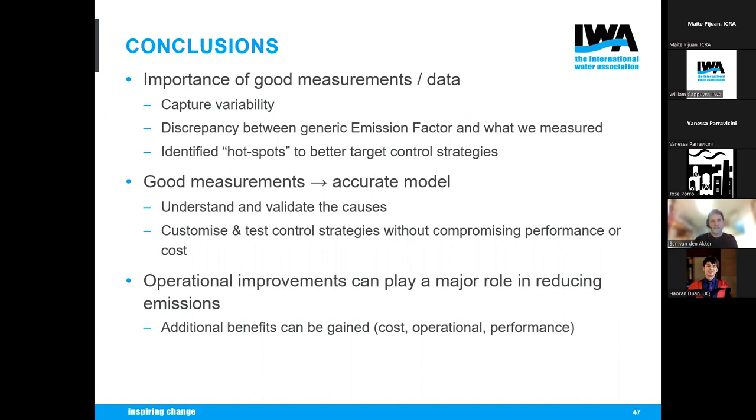And when you set out to capture this variability, you're able to identify hotspots along the reactor, and this can then help us better target control strategies. The other benefit of having good measurements is you can generate an accurate model and use this model to try and understand and validate the causes for nitrous oxide emissions. And then using this model, you can customize and test different control strategies in a way that you don't compromise the functional performance or the cost of wastewater treatment.